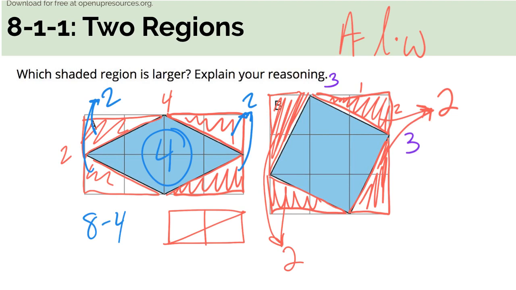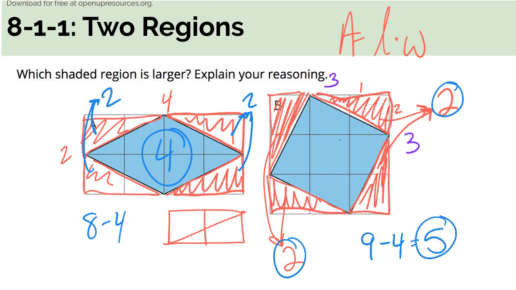Here's what square B would look like if we did a similar process. These two triangles put together would have an area of 2, same thing over here. And so my total area would be 9, because that's my 3 times 3, minus 4, that's coming from those two put together, would be 5. And so square B is going to have the larger area.